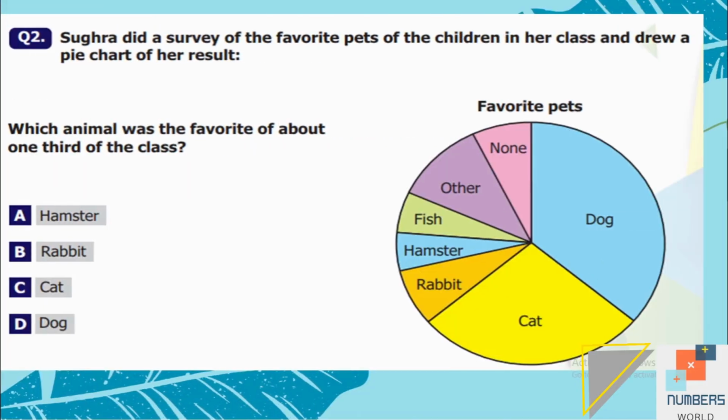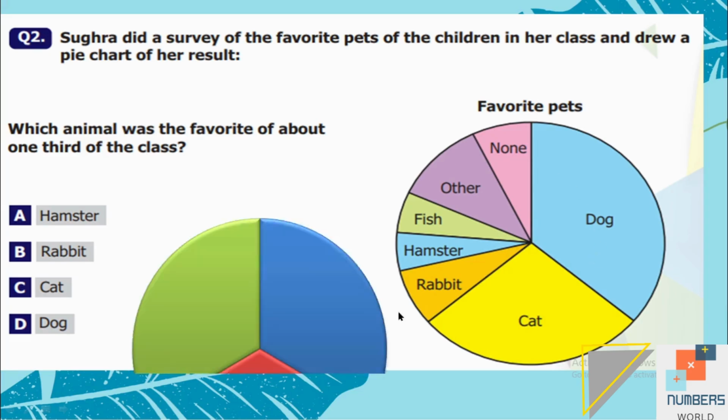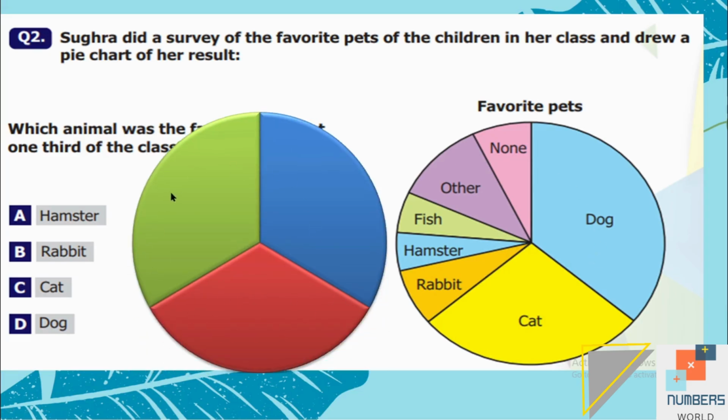Question number 2. Sugra did a survey of the favorite pets of the children in her class and drew a pie chart of her result. Which animal was the favorite of about 1/3 of the class? So we can see that all the animals are adjusted in the pie chart. If we make a pie chart and divide it into 3 parts, dog is the animal which is representing 1/3 of the pie chart and the rest of the animals are adjusted into 2/3 of the pie chart. So dog is the correct option over here, which is D.